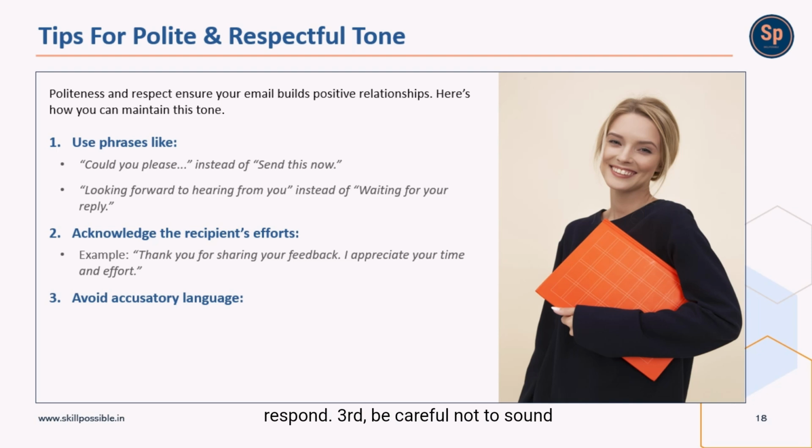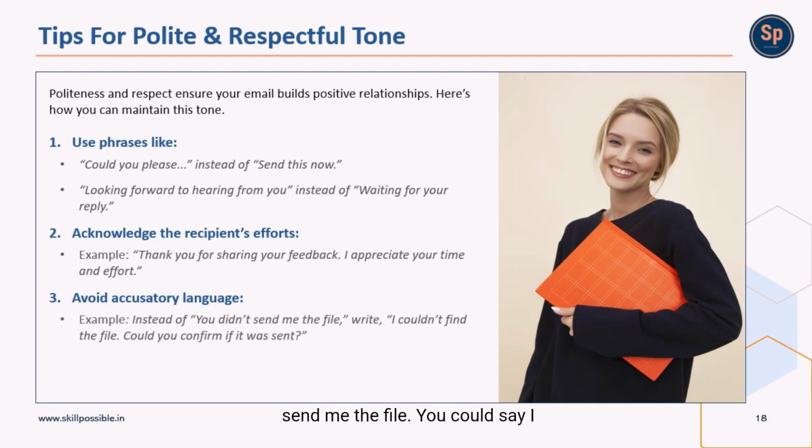Third, be careful not to sound accusatory. Even when something goes wrong, try to use neutral, collaborative language. Instead of writing, "You didn't send me the file," you could say, "I couldn't find the file. Could you confirm if it was sent?" This approach avoids blame and keeps the tone constructive. In summary, small language choices can make a big difference. Politeness and respect don't cost anything, but they go a long way in making your emails more effective and your relationships stronger.